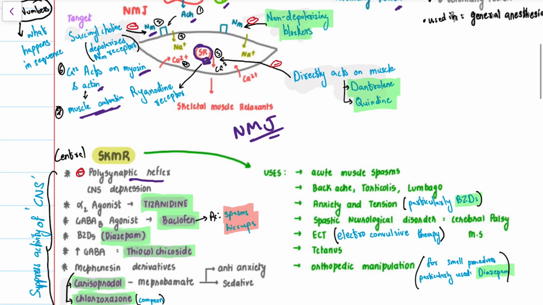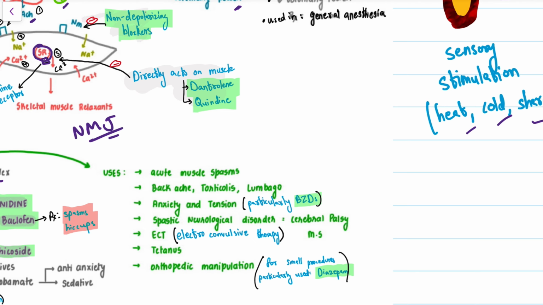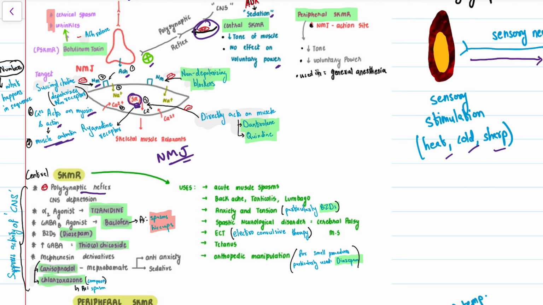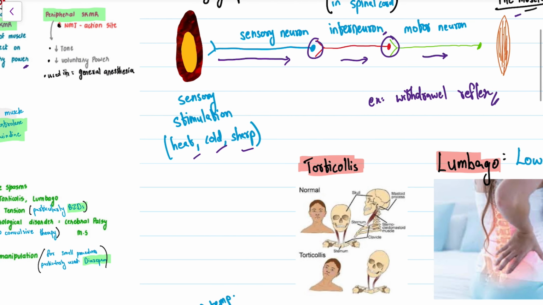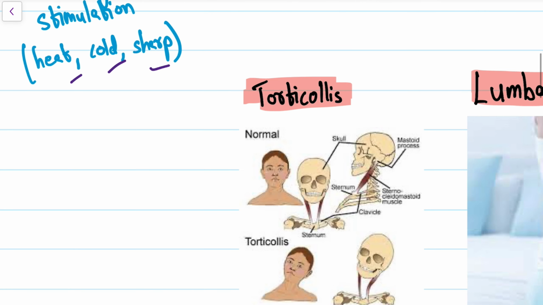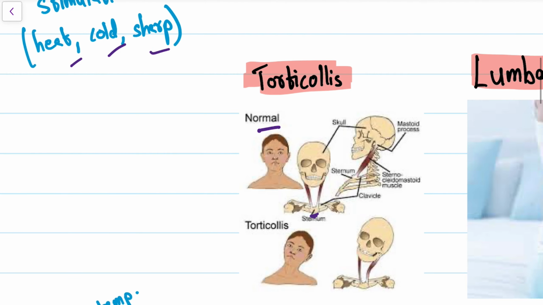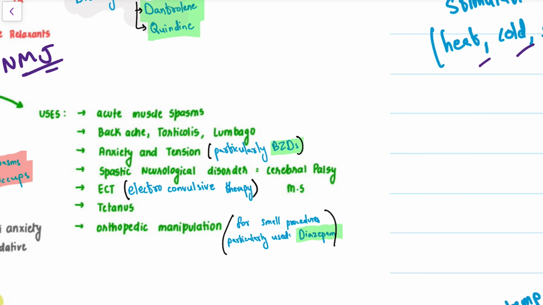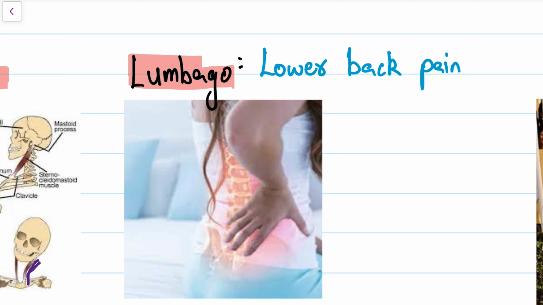The central SKMRs can be used for acute muscle spasms, and then backache. When there's a backache, it is usually caused by very tight muscle contraction in the back. Or torticollis, which is a defect where the sternocleidomastoid is abnormally contracted. You can see in a normal individual how the sternocleidomastoid is present, and in a torticollis patient how it is contracted. And then lumbago. Lumbago is nothing but lower back pain.